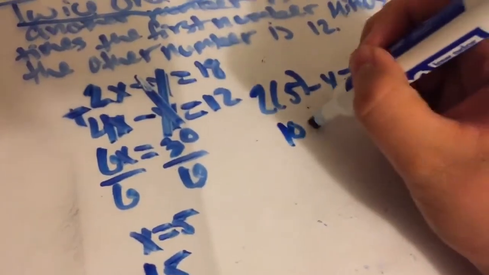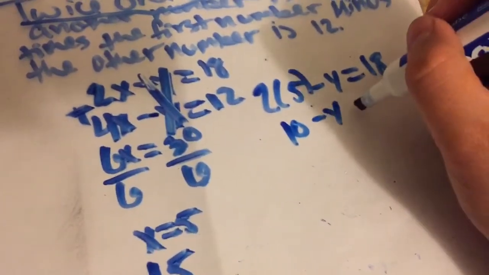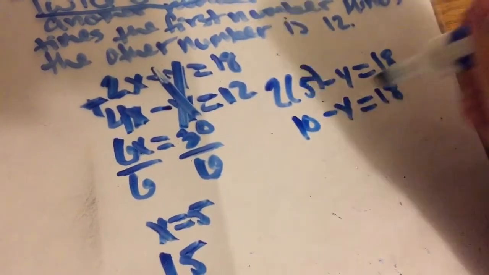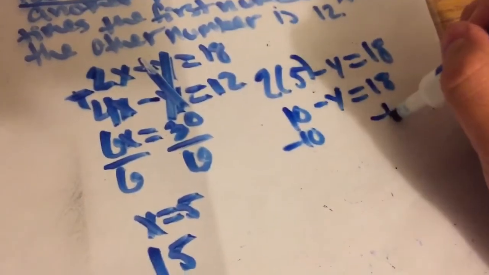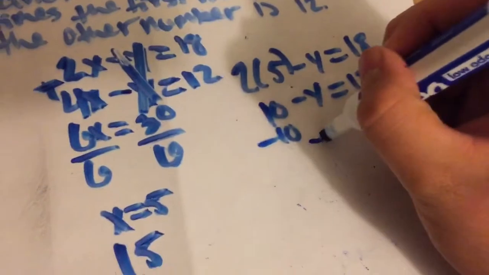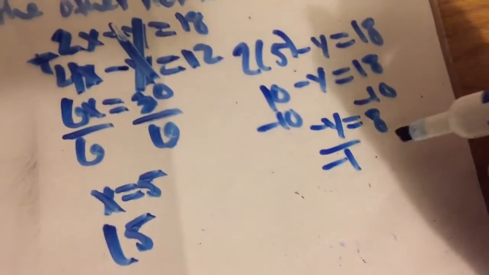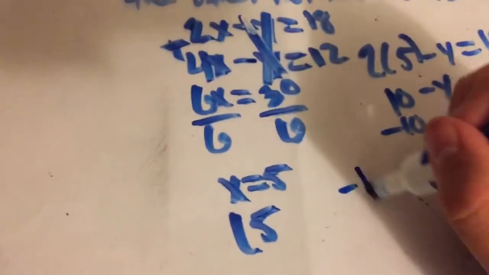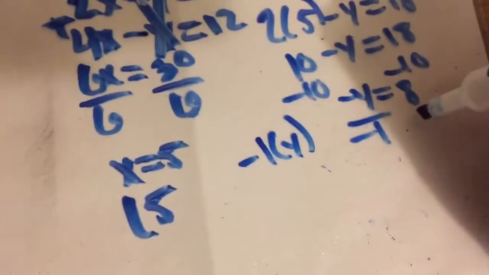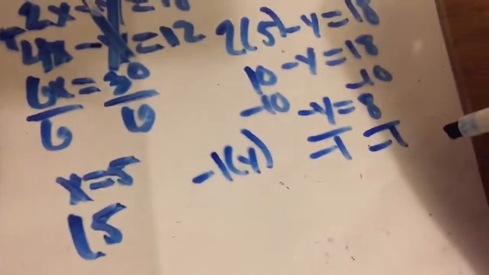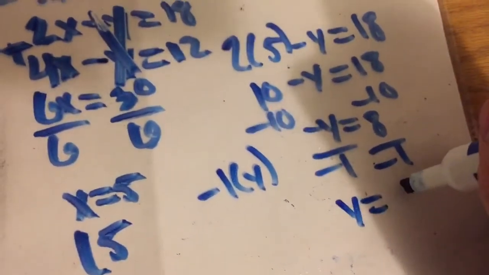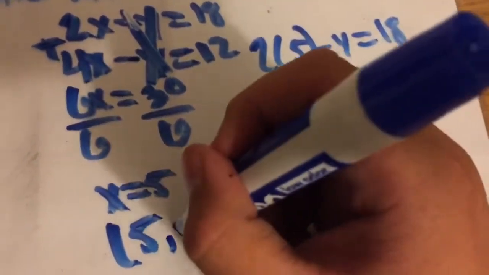So 10 minus y is 18. Subtract 10. Negative y equals 8. Now we need to divide by negative 1 because negative y is the same as negative 1 times y. So dividing each side by negative 1, y is going to equal negative 8. So your ordered pair is 5, negative 8.